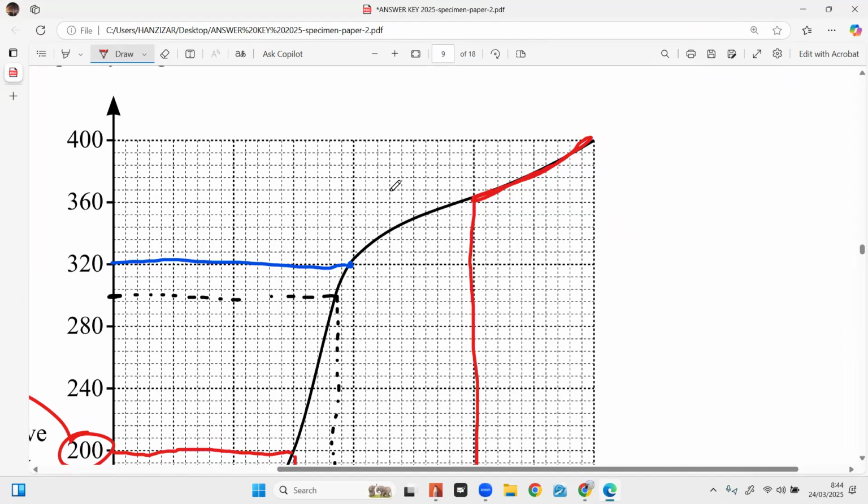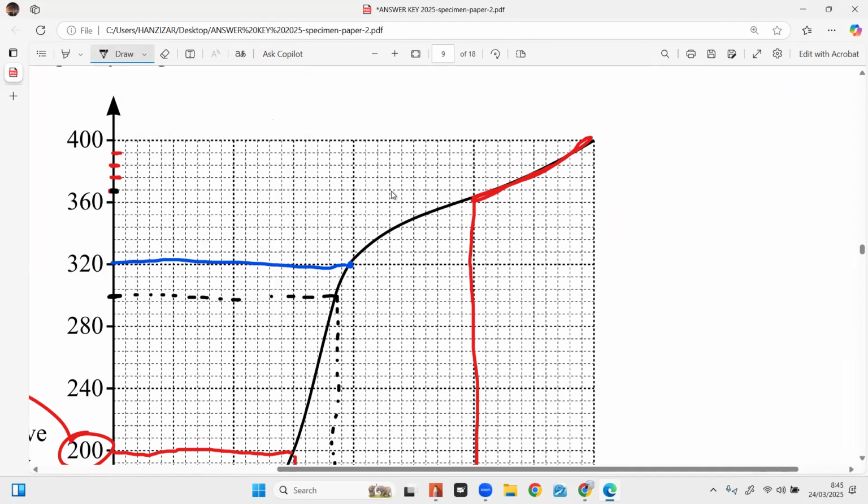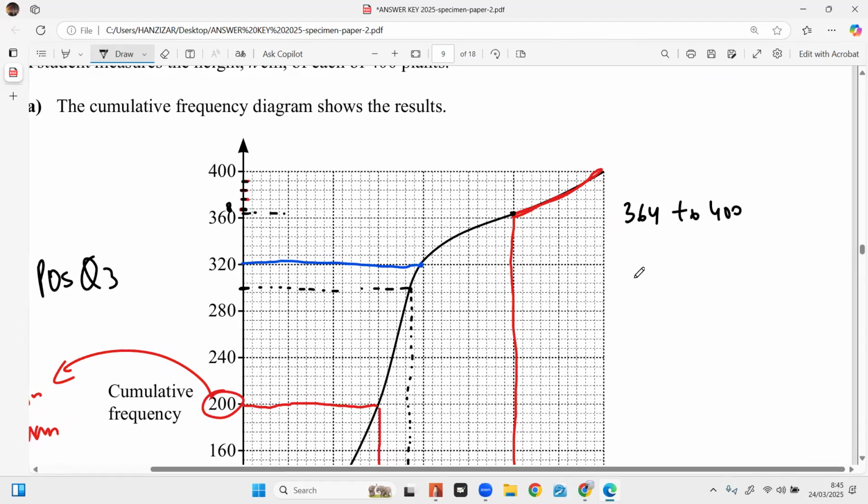Okay, guys, listen. So for each step, how many units? Hello, guys. For each step, how many units? 8, because 40 divided by 5 is 8. So it is about 364, let's say. Yeah, 364 to 400, because we are finding the greater. Yeah, 336.